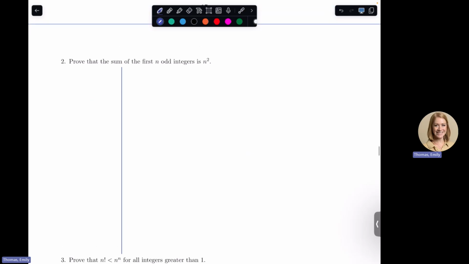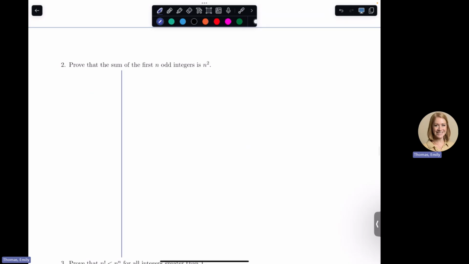What would the summation notation look like for the sum of the first n odd integers? Well, we're going to go from i equals 1 up to n. What would the first odd integer be? 1. Okay. What would the second odd integer be? 3. How do I plug this in and get 3? Okay. 2i minus 1.